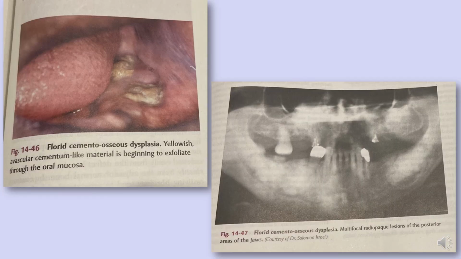Now this is the florid cementosseous dysplasia example. So you're seeing yellowish avascular cementum-like material, which is beginning to exfoliate from the mucosa. When a radiograph was done, what was noticed is multifocal radiopaque lesions of the posterior areas of the jaws. Look at this area, look at this area, look at this area, right? So this is florid cementosseous dysplasia.